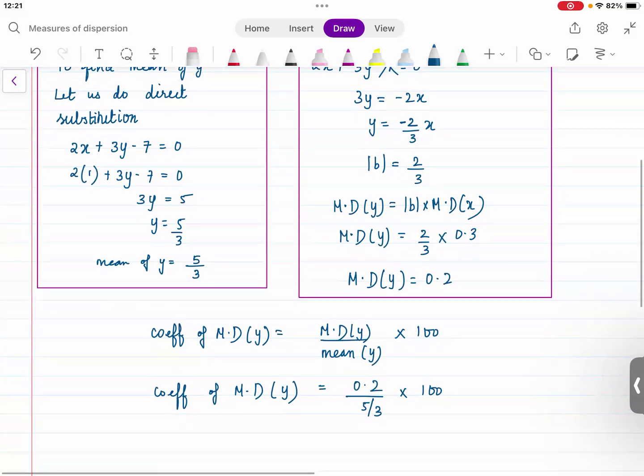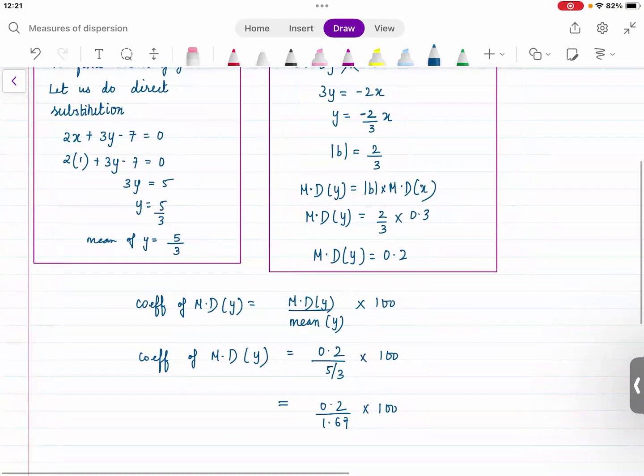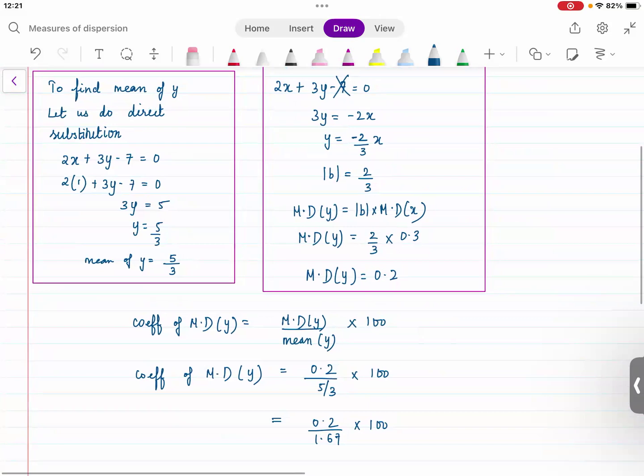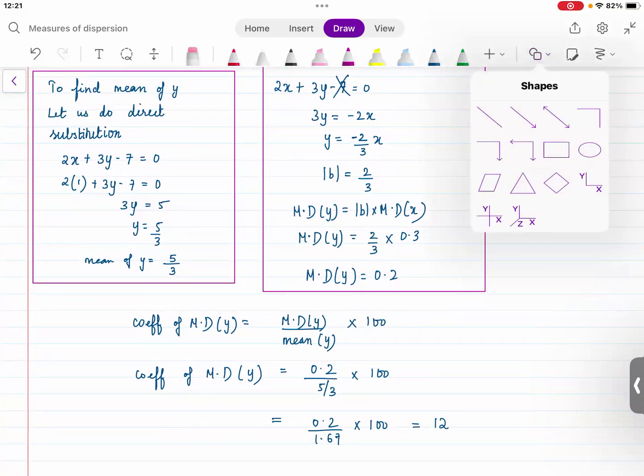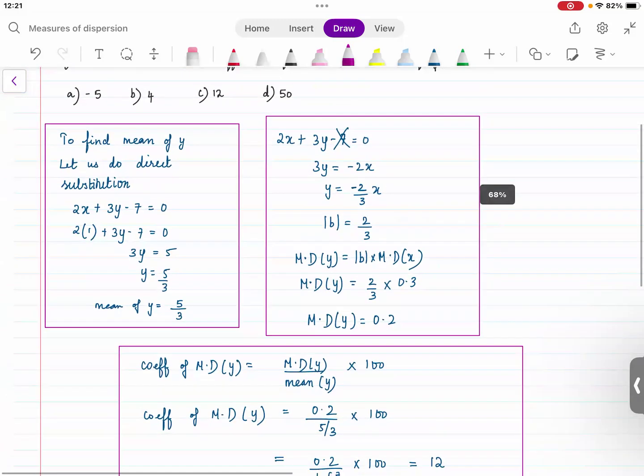So calculate this. What is 5 by 3? 5 by 3 is 1.67. So if you calculate, what are you getting? Are you getting 12? So 0.2 divided by 1.67 into 100 is giving us 12. Which option is it? Option C.